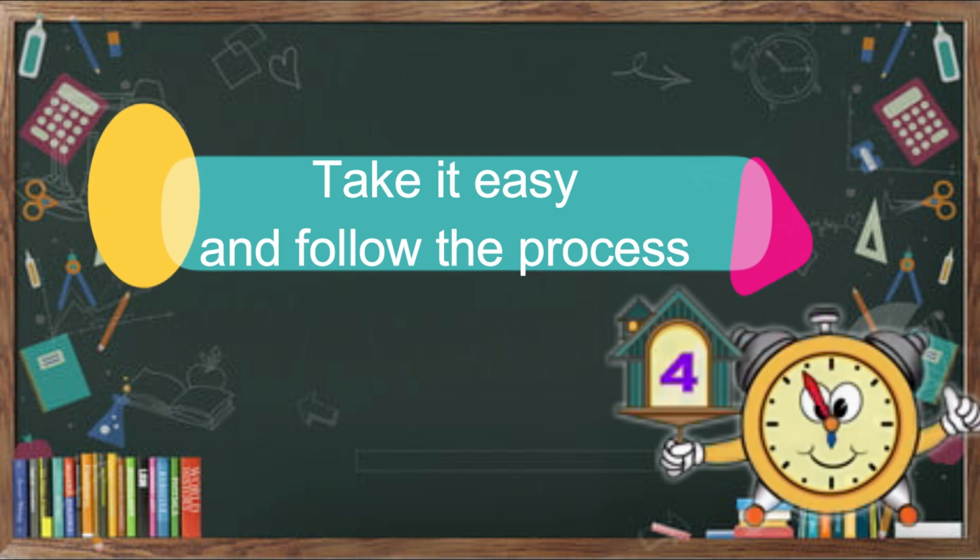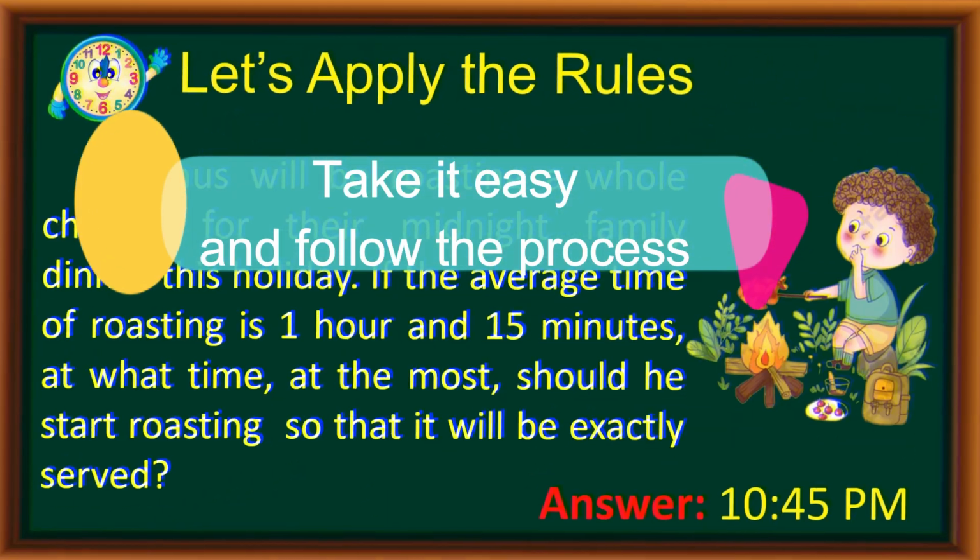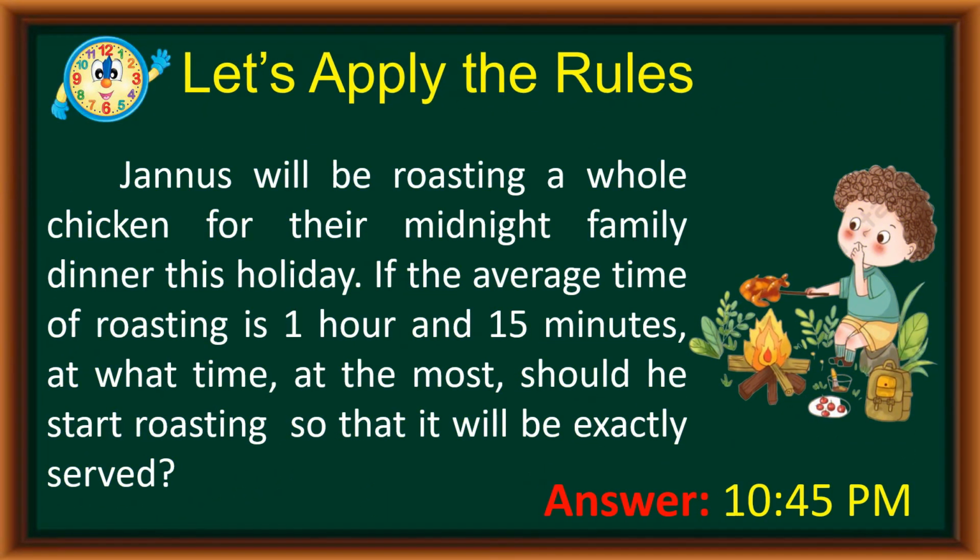Take it easy and follow the process. Our final answer is 10:45. Therefore, Janus should start roasting at 10:45 p.m. at the most.